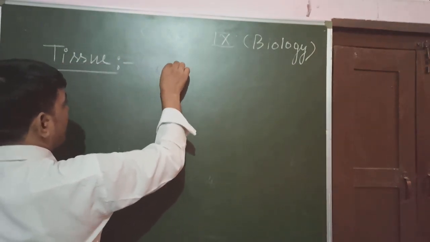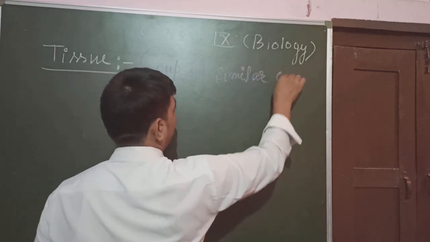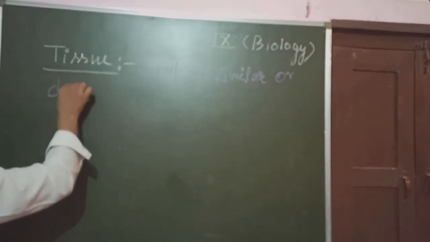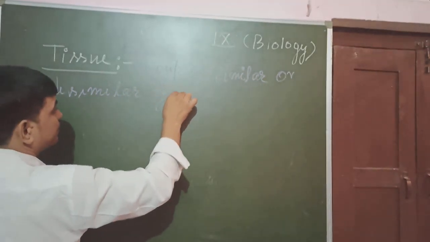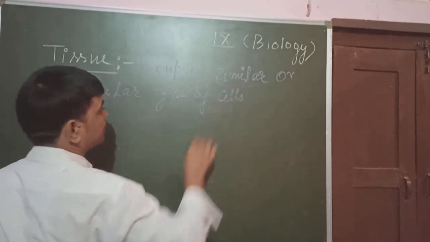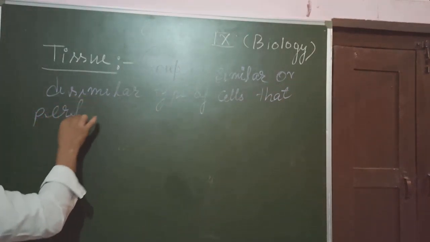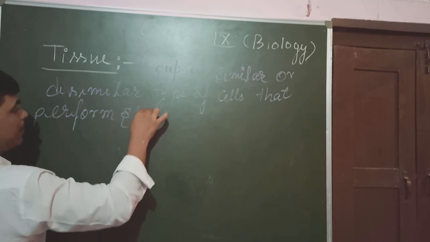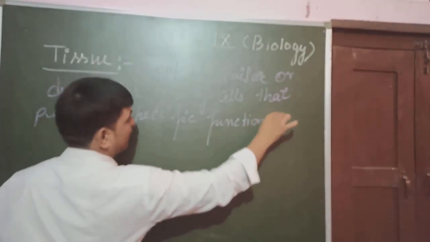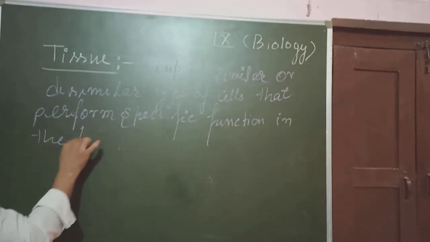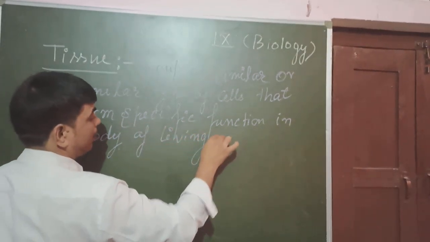Group of similar or dissimilar type of cells that perform specific function in the body of living organism.